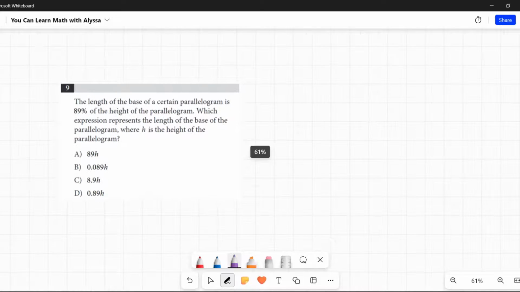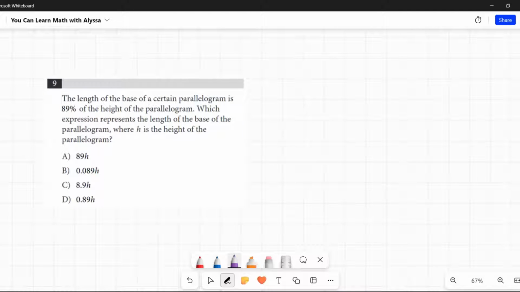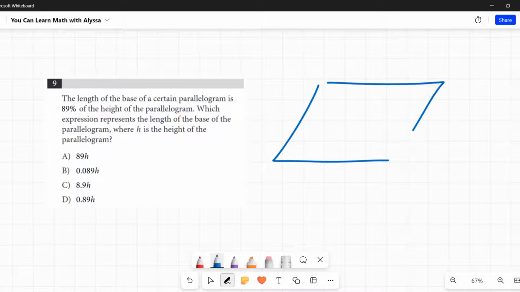On to number 9. The length of the base of a certain parallelogram is 89% of the height of the parallelogram. Which expression represents the length of the base of the parallelogram where h is the height of the parallelogram? I always will draw. If they talk about shapes or anything like that, I'm drawing the instant I see it's a parallelogram. Okay, so I have a base and I have a height. It says the length of the base is 89% of the height.